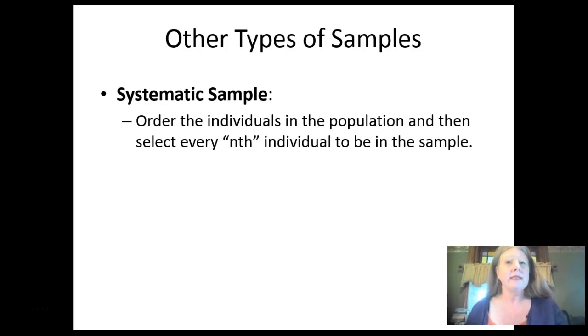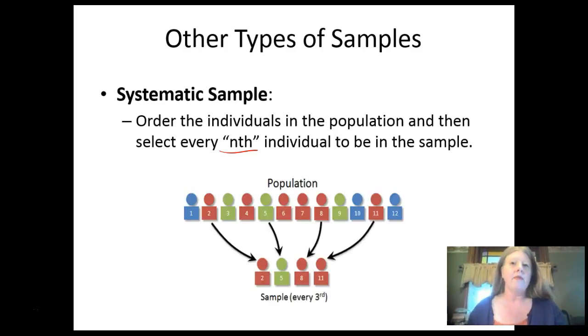A systematic sample is where you order the individuals in the population and then select every nth individual to be in the sample. I wanted to share this particular sampling method because in a way it's kind of like a convenience method, but it's a method you're using to try to be a little bit more representative. So rather than just focusing on people in one section of the lecture hall, I'm trying to get a representation of all parts of the lecture hall.